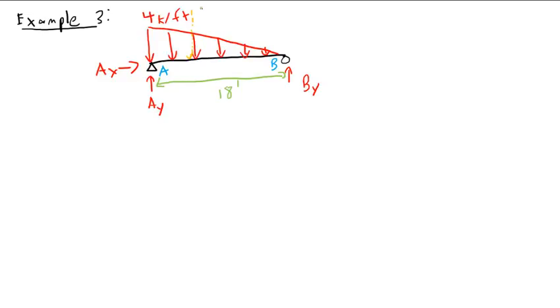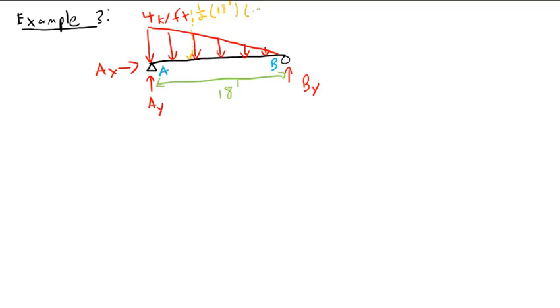Okay. The total equivalent load here is just 1/2 base times height. So 1/2, 18 feet, times 4 kips per foot. Give me a break. I'm not a math magician. Go call your math professors math magicians. See how quickly they get mad. Okay, and so this is going to be at 6 feet from the edge.